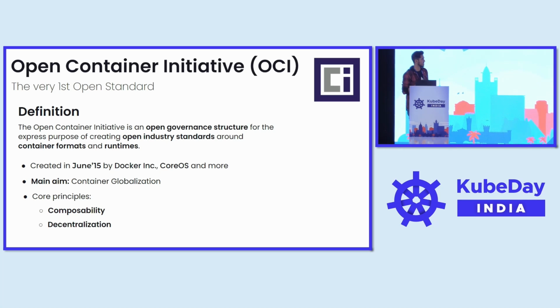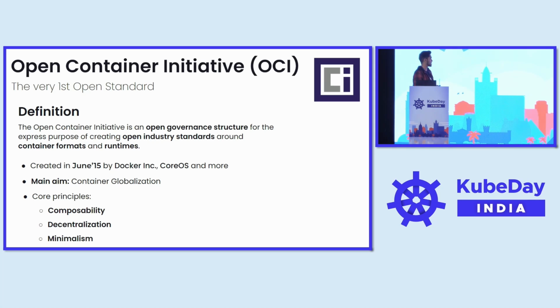The second one was decentralization. So decentralization here means that every container should basically be OS independent. We all know that containers are OS independent, right? So every container should have the same behavior despite the environment it's running upon. So that's how it came to be. OCI is the reason that the containers are OS independent right now.